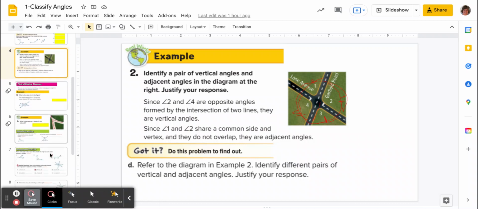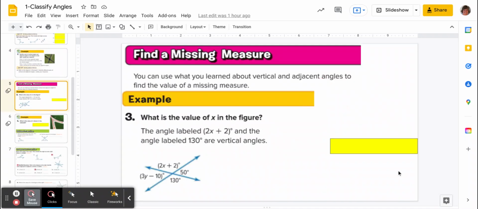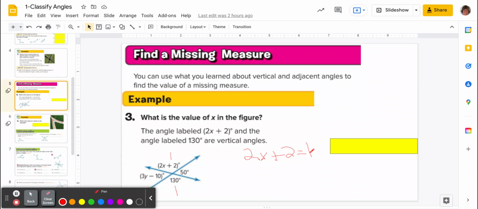Okay, so we will go on to the next slide. We are going to find a missing measure, and here's where your algebra will come in handy. It says you can use what you have learned about vertical and adjacent angles to find the value of the missing measure. What is the value of x in the figure? Okay, so what do I know about this? I know that angle 2x plus 2 is exactly the same as 130. Why? They are vertical angles. Vertical angles are equal. So I have 2x plus 2 equal to 130 degrees.